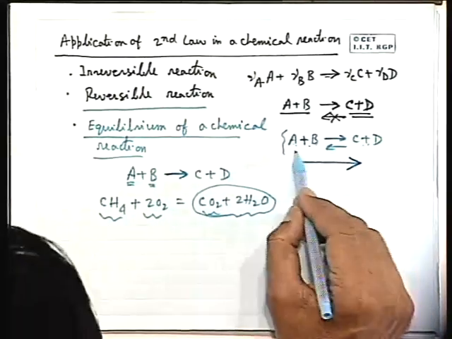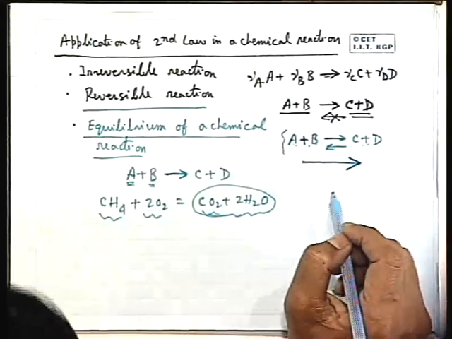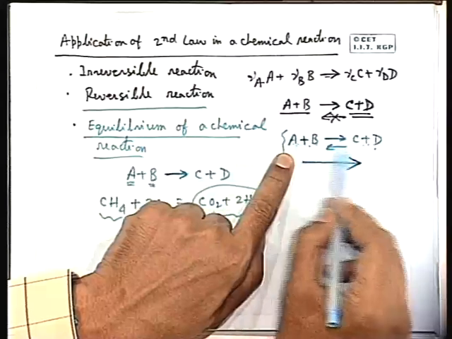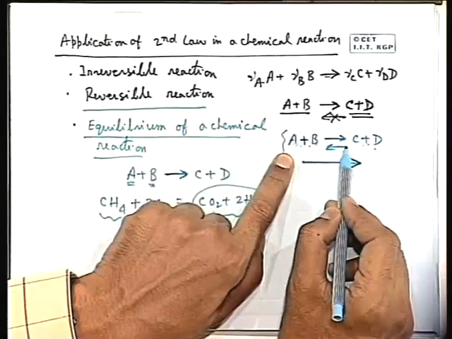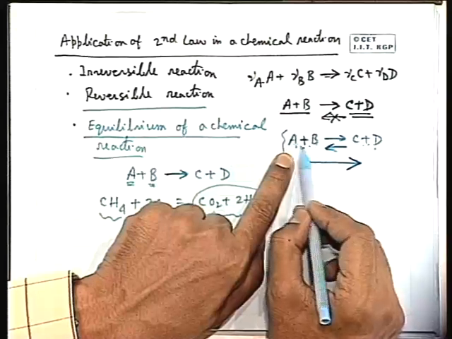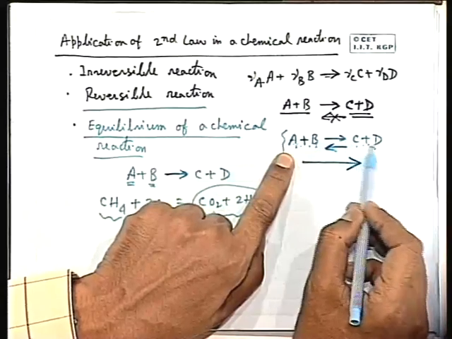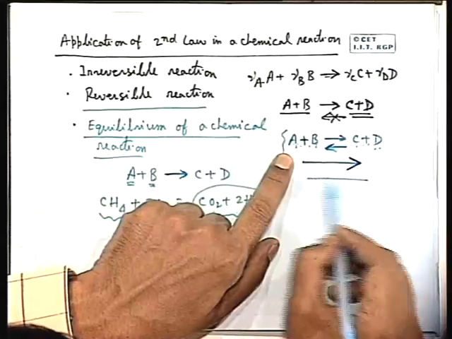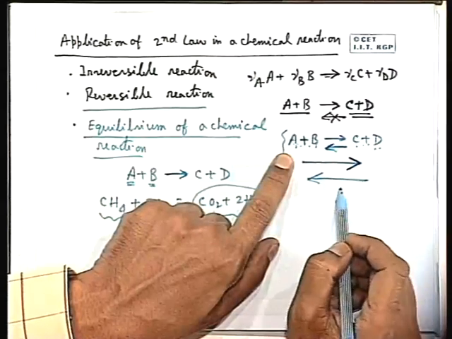The bulk reaction should proceed in only one direction. That means if it proceeds in the left direction, the rate of reaction from left to right is more than the rate of reaction from right to left. That means there is a net depletion of A and B and a net production of C and D. So the reaction can proceed in the left direction, or in the right direction, the net reaction.